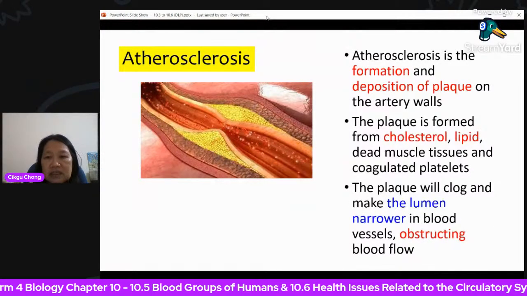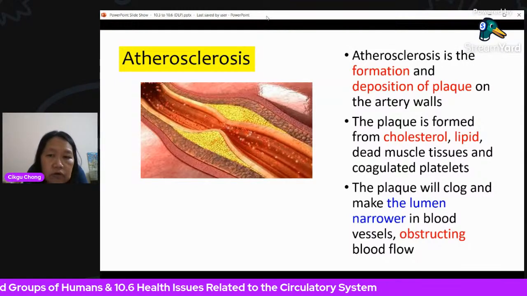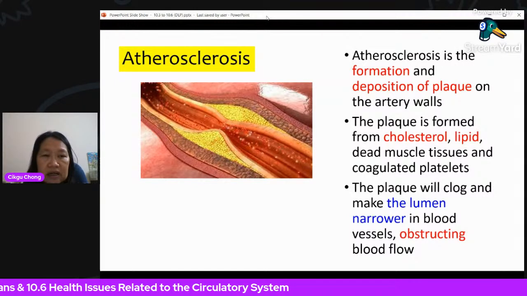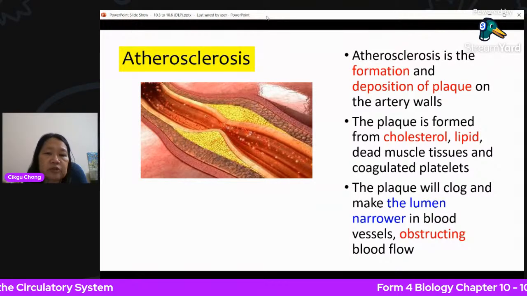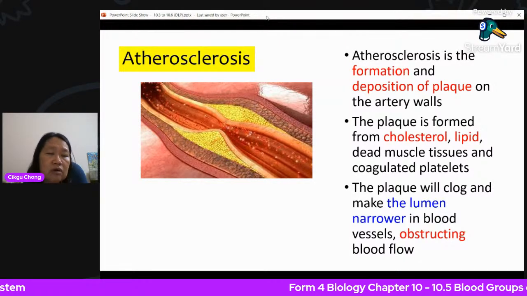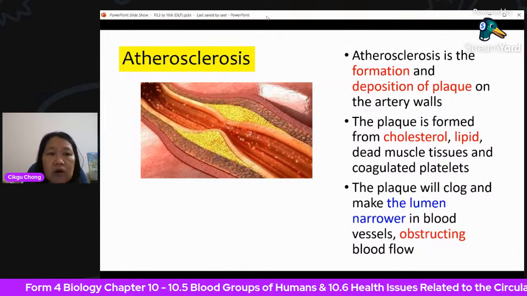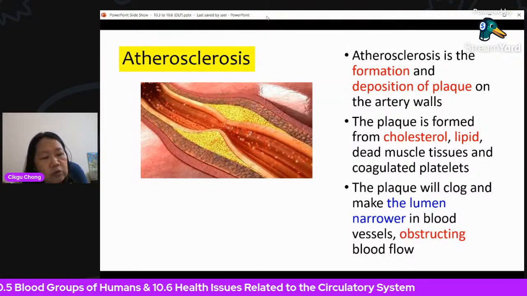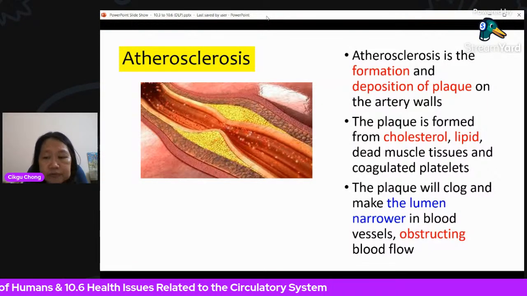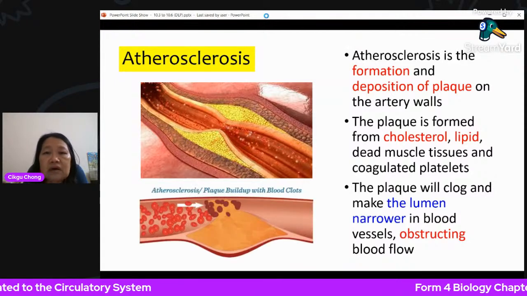This is going to clog the blood vessel. It will make the lumen narrow. Lumen is the little space there that allows the blood to pass through. And it obstructs the blood flow. Obstruct means to slow down, or to block the blood flow. So it flows very slowly, or it can become high pressure. So the lumen has become narrow as a result. That is called atherosclerosis. Next.